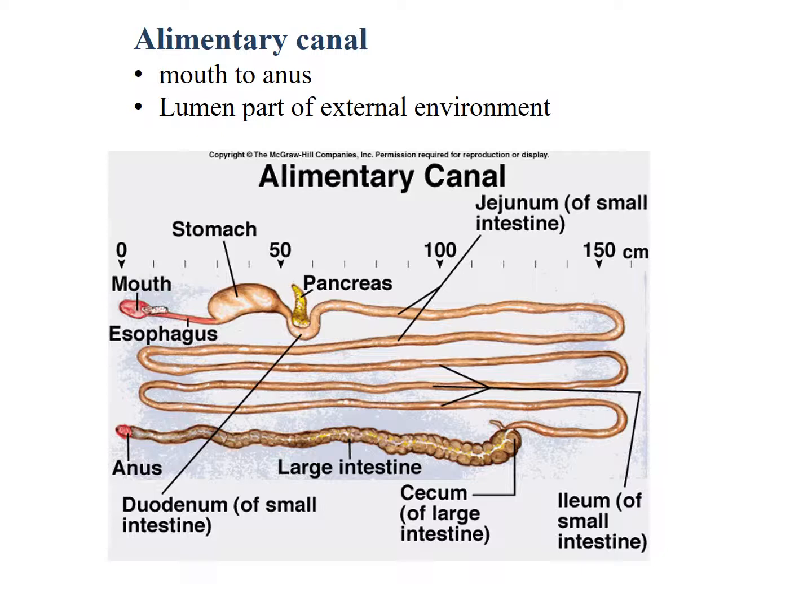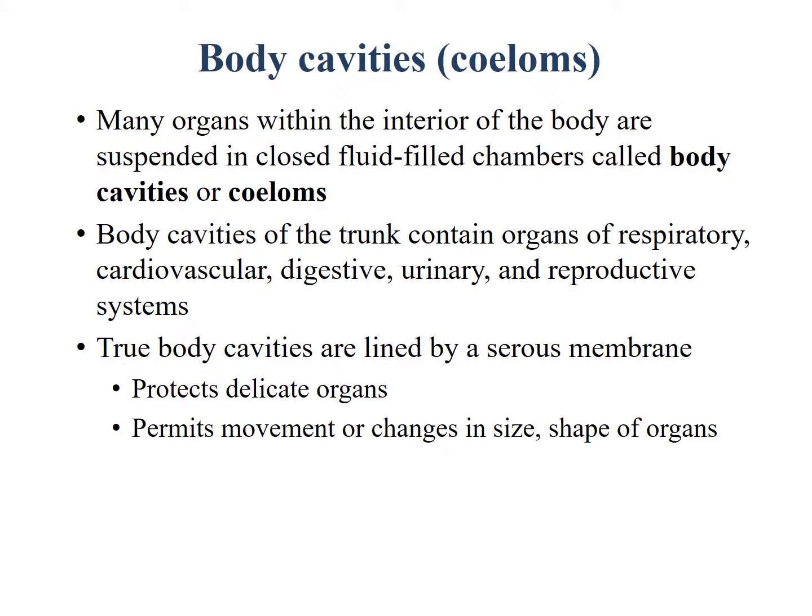These sphincters allow us to control the flow of different food or liquid items as it passes through the digestive tract. So remember that this is, again, continuous with the external environment. So we are a human donut, effectively. Now, the different body cavities house many organs within that interior area, and these body cavities are also known as coeloms. The body cavities of the trunk contain organs of the respiratory, cardiovascular, digestive, urinary, and reproductive systems, and they're going to be divided into different areas.